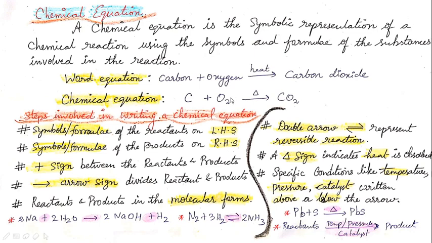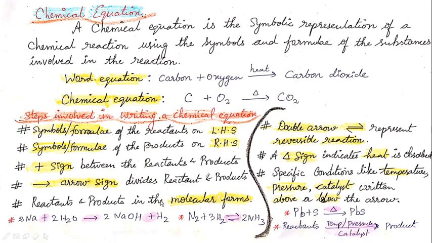In this example we have only symbols, and we also have formulas. If we have more than one reactant or more than one product, that should be represented by means of the plus sign. So the plus sign between the reactants and products is important to differentiate. And also, to differentiate the reactants and products, we write an arrow facing towards the right side at the center. So the arrow sign divides the reactants and products.